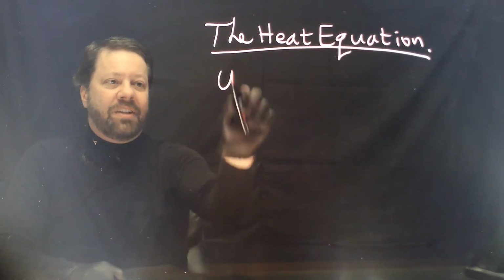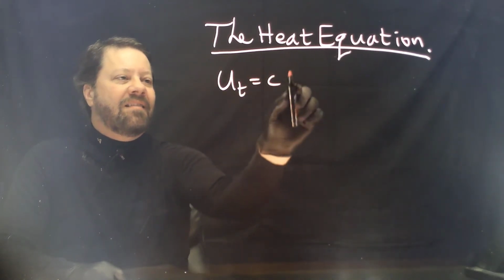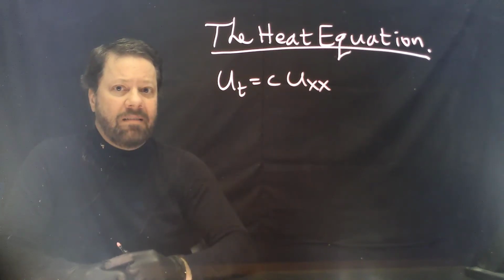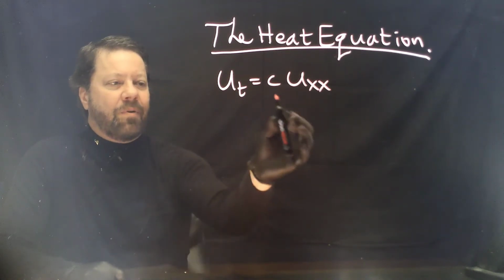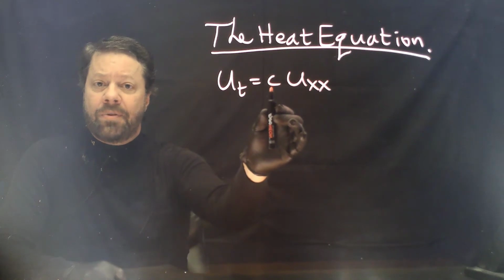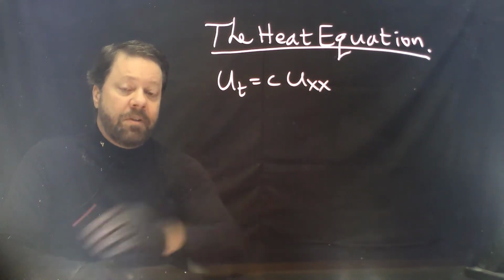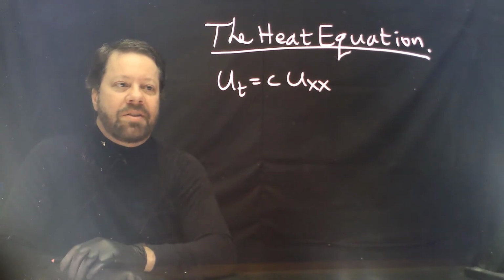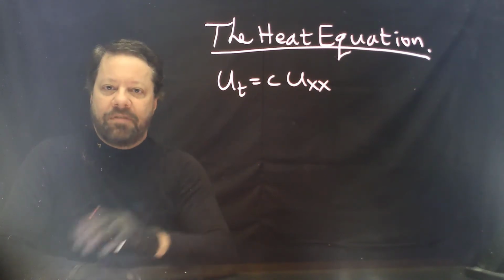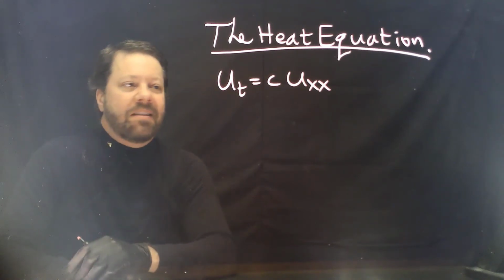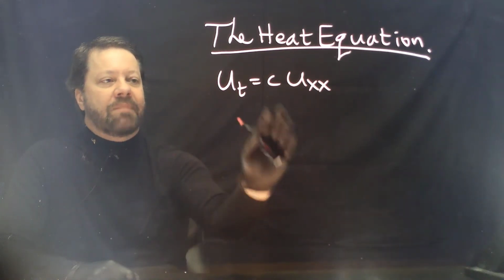The heat equation is a parabolic differential equation of this form. C is the diffusivity constant. This models diffusion problems, not just heat, but diffusion of any number of different things. It could be light, it could be neutrons at a critical mass, it could be any number of things diffusing.